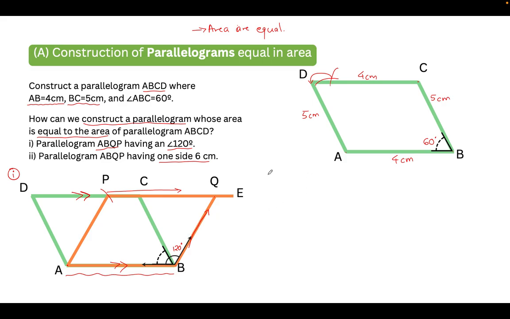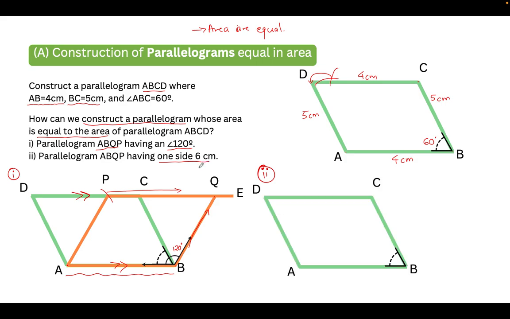Now let's move on to another situation where one side is 6 centimeter. First we will construct this parallelogram ABCD. Now we will extend this DC up to E. Why? Because we are making the parallelogram in between the two parallel lines. So here the base is AB. Now what we have is one side is 6 centimeter.